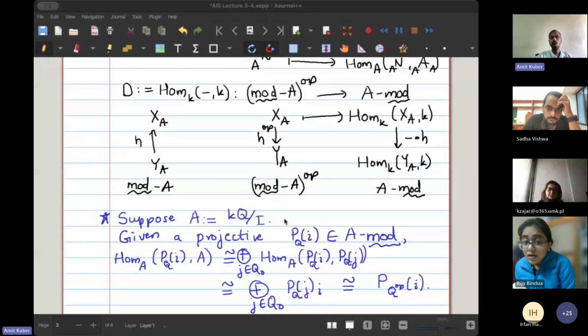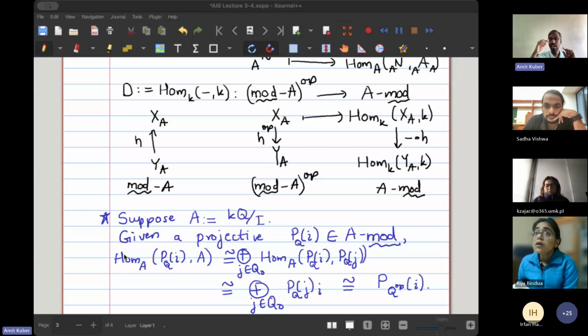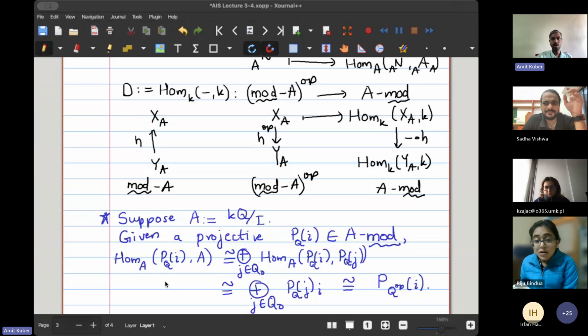Now you should also remember one thing, that we wrote the identity in the path algebra as a sum of all primitive idempotents, as the sum of all lazy paths. 1 is equal to the summation of e_i. And as a consequence, we also wrote that the left module A, the left regular module A, is a direct sum of all the projectives. Hopefully you are with me. So what I'm talking about is this first line. Hom(P_i, ...).